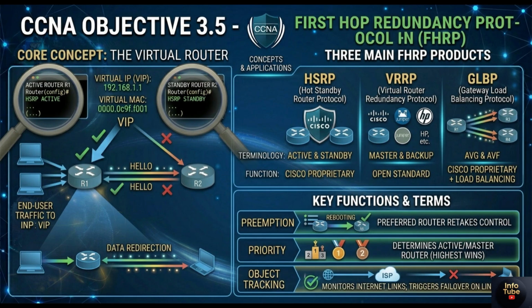Key functions and terms to know. Preemption. This is a setting that allows a preferred router to take back control once it finishes rebooting or comes back online after a failure. Priority. How we decide who is the leader. The router with the highest priority, default is 100, becomes the active/master router. Object tracking. A smart feature where the router can watch its connection to the internet. If its own internet link goes down, it can purposely lower its own priority so the standby router can take over.